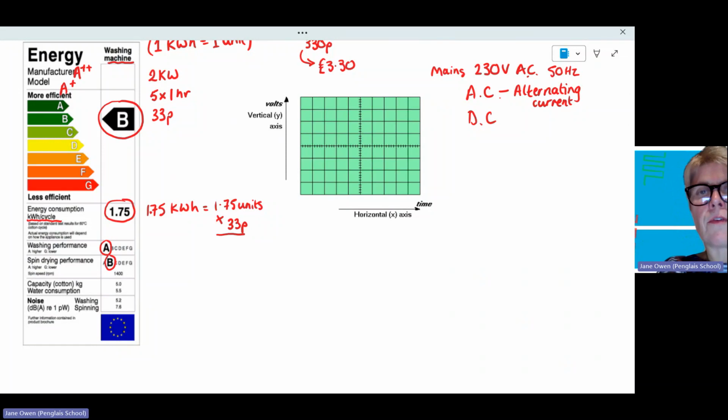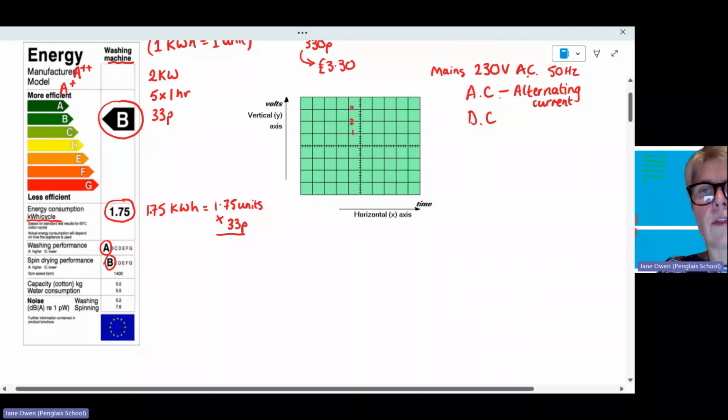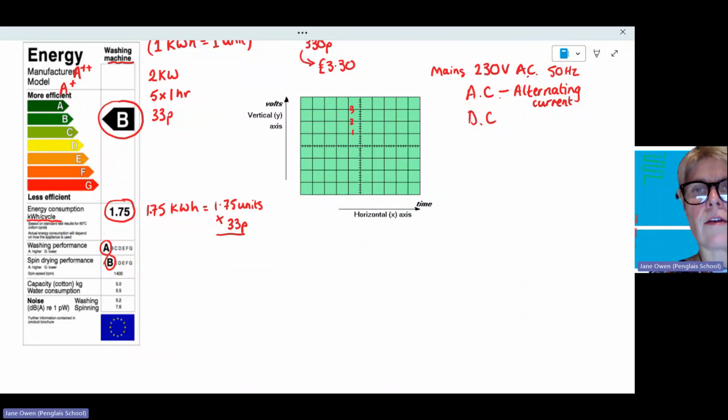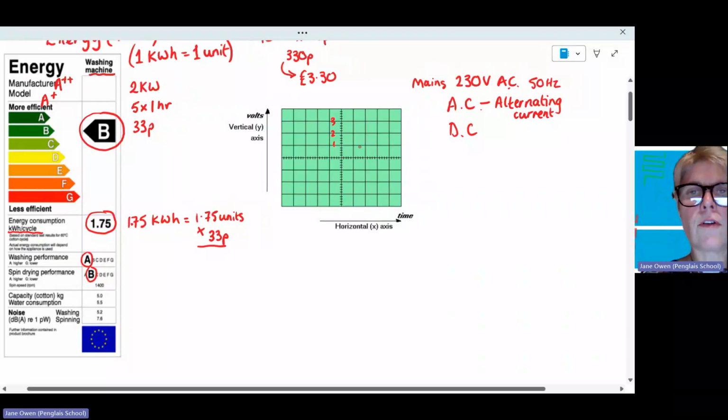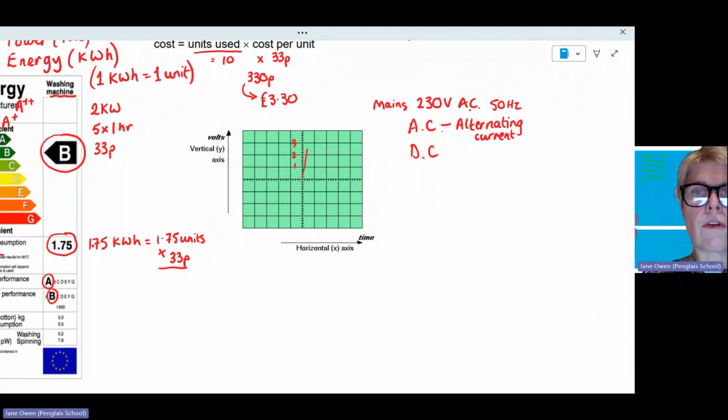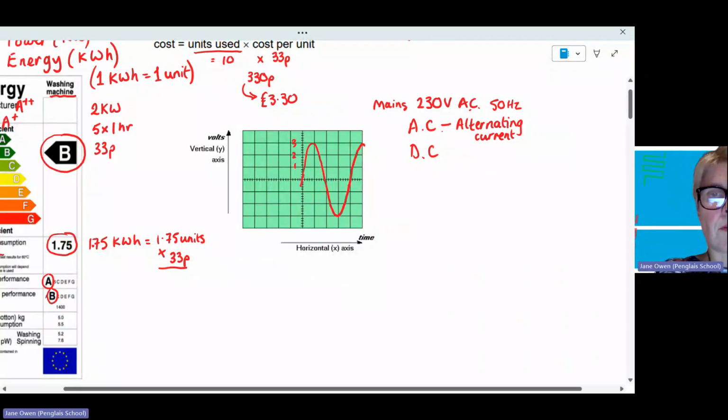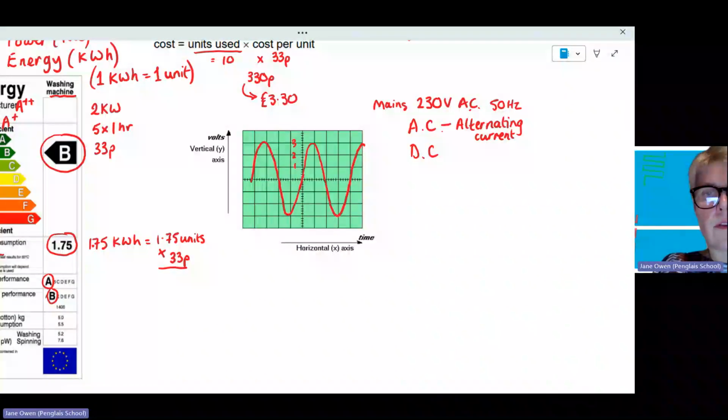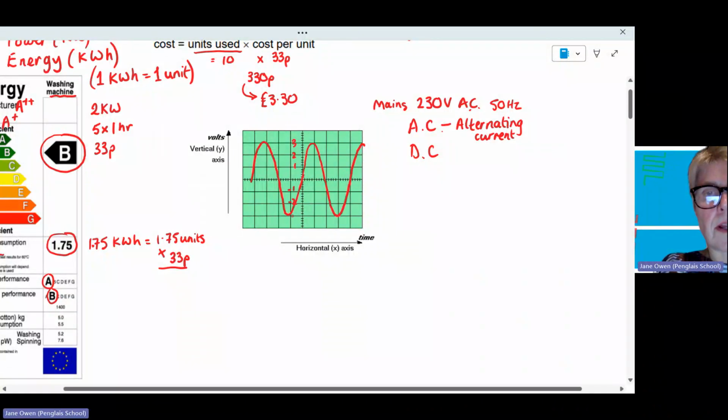So if we have, for example, a 3 volt AC supply, here is a voltage trace. It'll go up to say 3 volts and then down to -3 volts, and then you trace it back exactly the same. So this is -1, -2, -3.